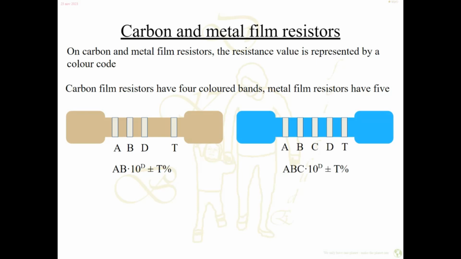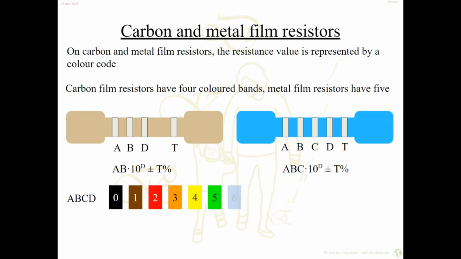And, well, you might have guessed, in a metal film resistor, it's ABC times 10 to the power of D plus or minus T% of tolerance. But what do these colors mean? They have a color code, so each color stands for a figure. For the A, B, C, and D bands, it's black for 0, brown for 1, red for 2, etc. 4 is yellow, 5 is green, 7 is violet, 8 is grey, 9 is white. And then we have 2 that look a bit different because -1 is gold and -2 is silver.